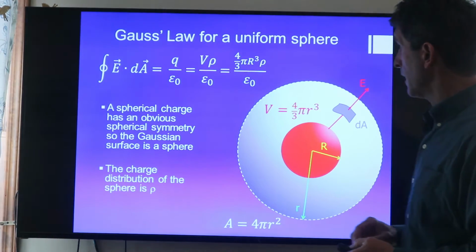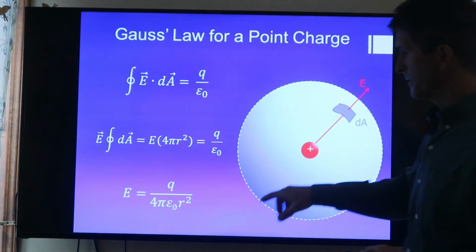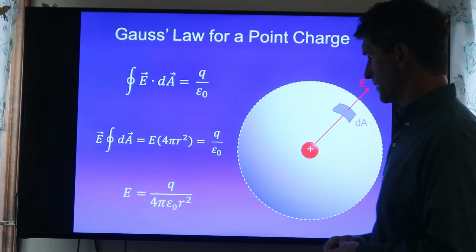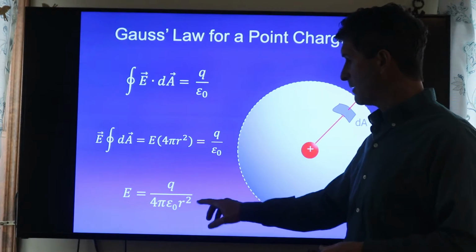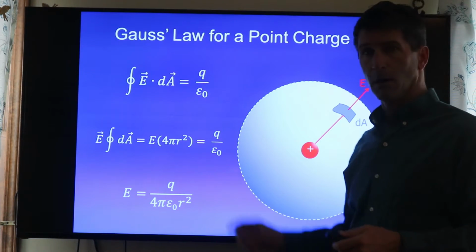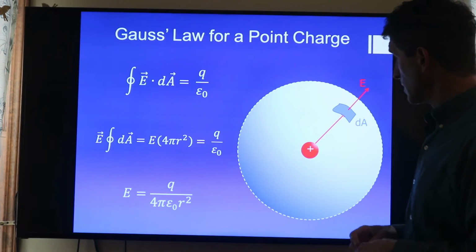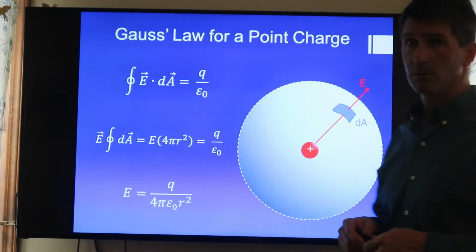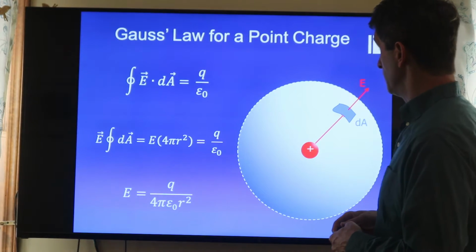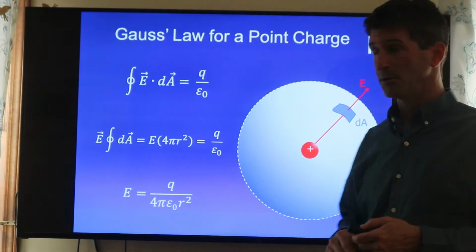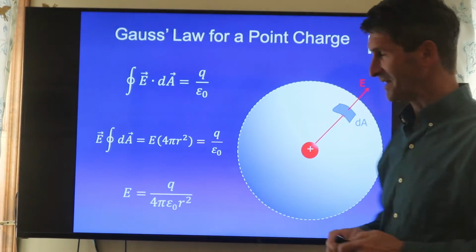So there we go. I'll go back to this right here. I wish I had written this whole thing out again. But again, this is equal to Keq over r squared. We have, once again, Coulomb's law being equivalent to Gauss's law for a point charge. Okay, now I'll go to the next slide.